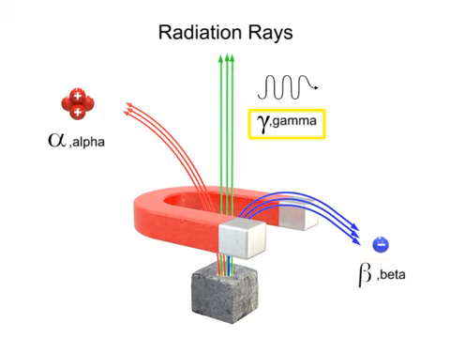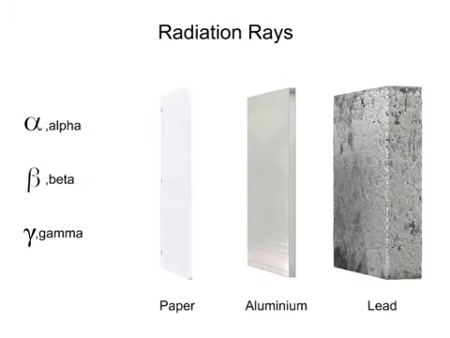Gamma rays are pure energy. Because a gamma ray has neither mass nor charge, it remains unaffected by the magnetic field. The unique characteristics of these three types of radiation affect their capacity to penetrate various materials.